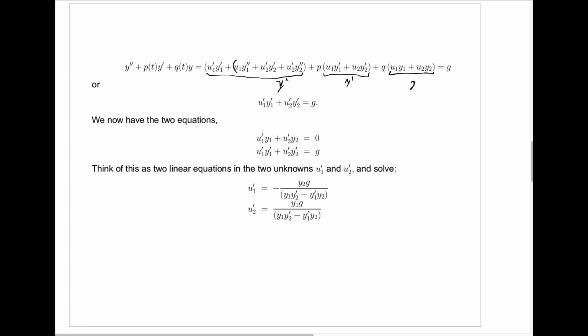When I look at u1 y1 double prime plus p times u1 y1 prime plus q times u1 y1, what happens when I add those three terms together? I get exactly u1 times y1 double prime plus p y1 prime plus q y1. And since that should be 0, since y1 is a solution to the homogeneous equation, that's how it was chosen, the sum of those three terms is 0.